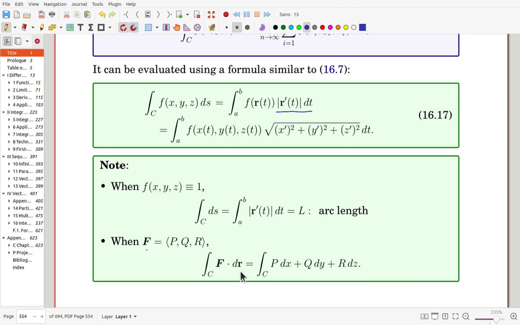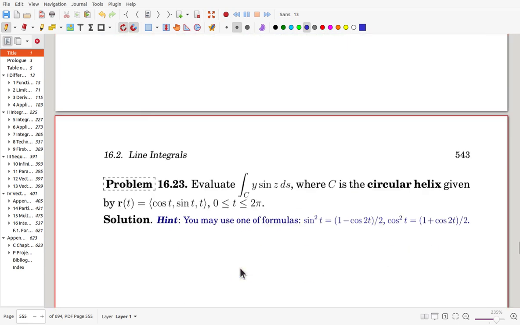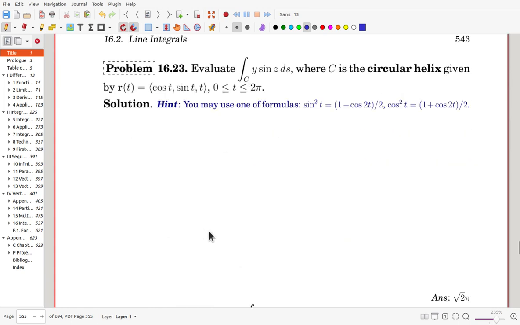Exactly the same way as for functions of two variables. Now, let's try to solve this problem. Evaluate the line integral along C of y sine z ds, where C is the circular helix given by the representation r of t equals cosine t, sine t, and t. T is moving from 0 to 2 pi.